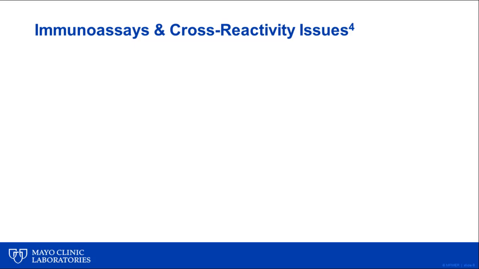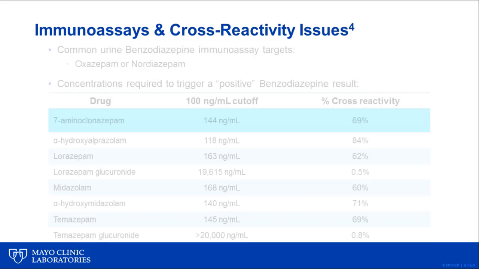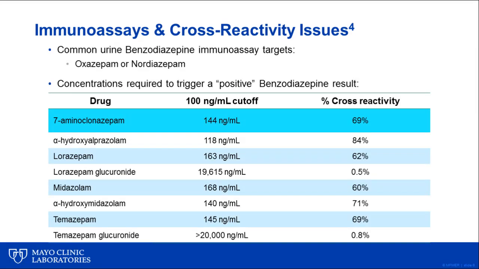Cross-reactivity with immunoassays is a big issue that needs to be considered when interpreting screening results. For example, in the urine benzodiazepine immunoassay, the antibody used in most manufacturer kits is directed against oxazepam or nordiazepam. It has limited to no cross-reactivity with all of the other commonly prescribed benzodiazepines. As you can see, a standard urine benzodiazepine immunoassay has a pretty good cross-reactivity with the metabolite of alprazolam, alpha-hydroxyalprazolam.